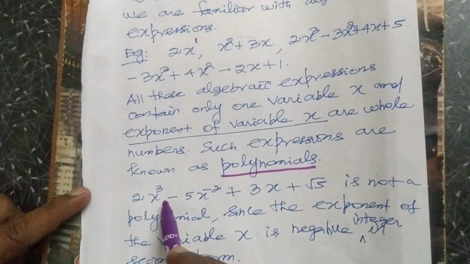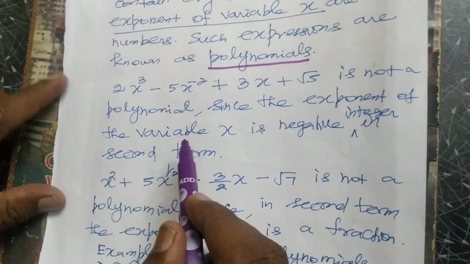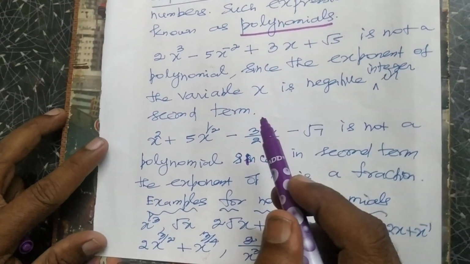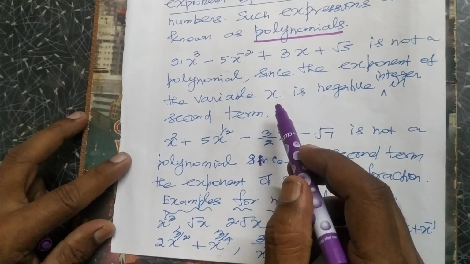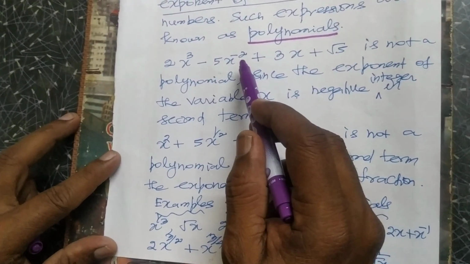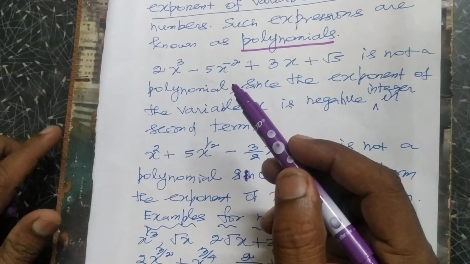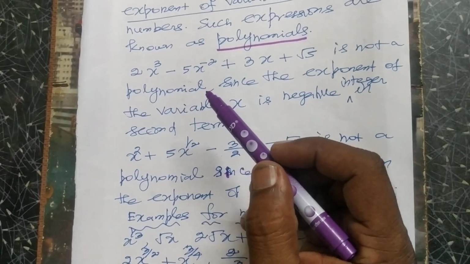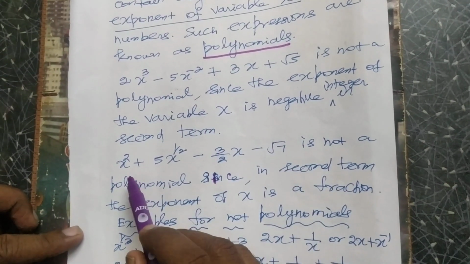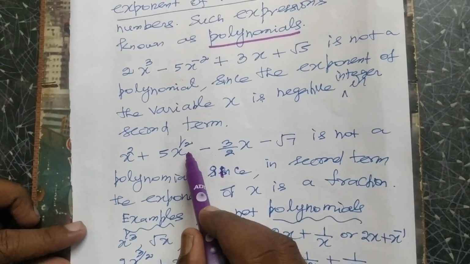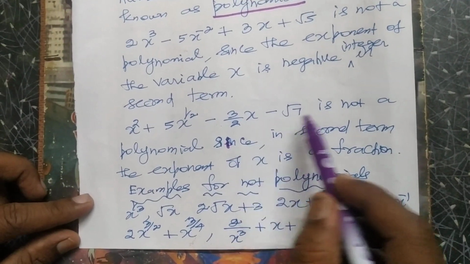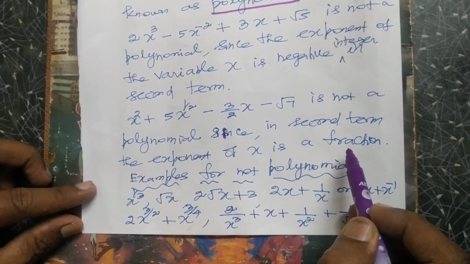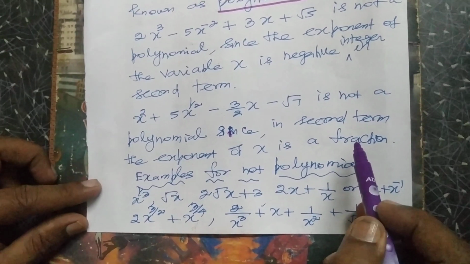Here 2x to the power 3 minus 5x to the power minus 2 plus 3x to the power 1 plus root 5 is not a polynomial, since the exponent of the variable x in the second term is a negative integer. It should be a whole number. Whole numbers will be 0, 1, 2, 3, 4, 5, 6, like that. It cannot be negative. In the second expression, you see x square plus 5 x to the power half minus 3 by 2x is not a polynomial, since in the second term the exponent of x is a fraction. 1 by 2 is a fraction. It is not a whole number.